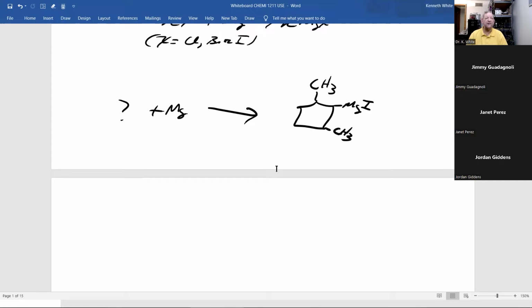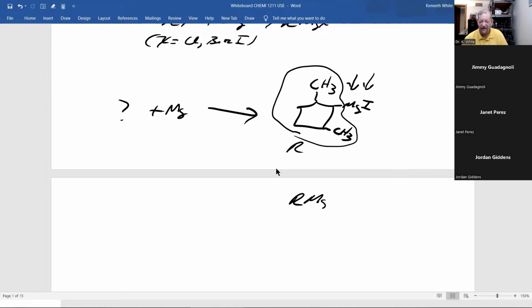All right, anybody need more time? All right, let's do this. We look here. What's different? What's not carbon? What's not hydrogen? Ooh, magnesium iodide. And this here, I'll call R. It's carbons and hydrogens. And that's a Grignard. Remember, X here can be chlorine, bromine, or iodine.